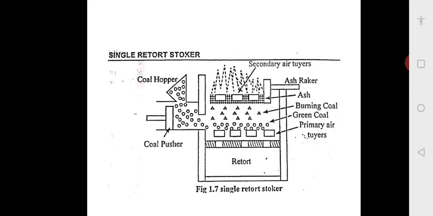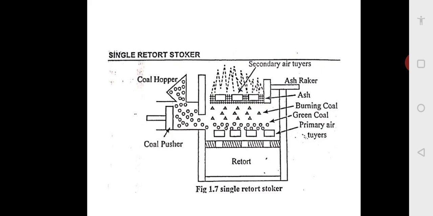Fuel is fed through a hopper, you can see on the left side there is a hopper, and is pushed onto the retort by a piston. You can see the coal pusher. With the feeding from the bottom, gradually the burning coal rises up. You can see coal is fed from the bottom, so the coal rises up.